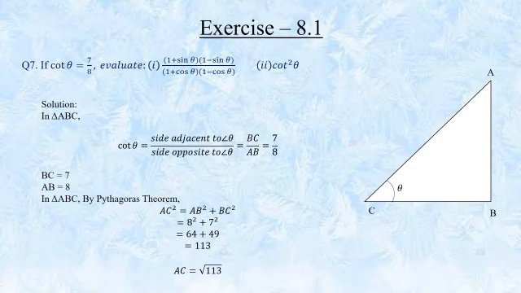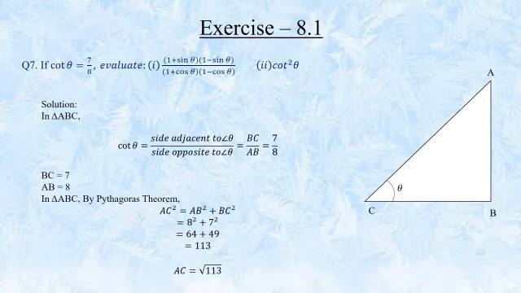Moving on to the next question, question number 7. If cot theta equal to 7 by 8, evaluate. First part is (1 plus sin theta) into (1 minus sin theta) divided by (1 plus cos theta) into (1 minus cos theta). Second part is cot square theta. Two parts we have to evaluate.